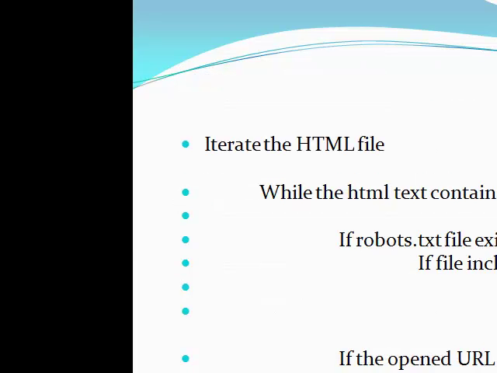Iterate the HTML file. There is a while loop again. The HTML text contains another link, until it has no more links. If a robots.txt file exists on the URL site, then there is an if condition again. If the file includes a disallow statement, it breaks the if condition.